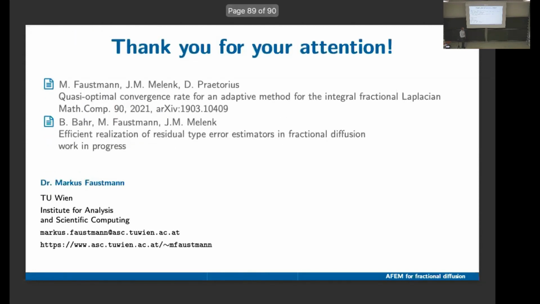If you're interested in our work, this optimal convergence work is already published in Math. Comp. and available on arXiv. And the second thing, this efficient realization will hopefully be done soon. So that's work in progress.